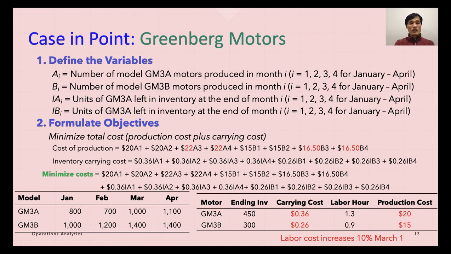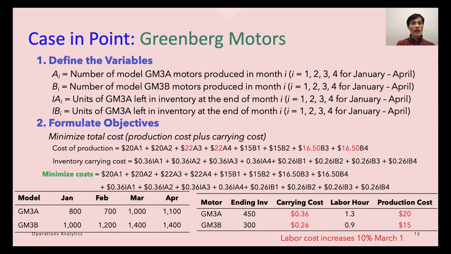So now let us define the variables first. We have Ai, Bi, and IAi and IBi. Ai stands for the number of model GM3A motors produced in month i. So this is the number of production of model GM3A, and i stands for period. Say January is number 1, and February is number 2, March is number 3, and April is number 4. If we had 12 months, then 5, 6 to 12 we can go. In this case, we'll stop between 1 to 4 because that's the given demand we have.